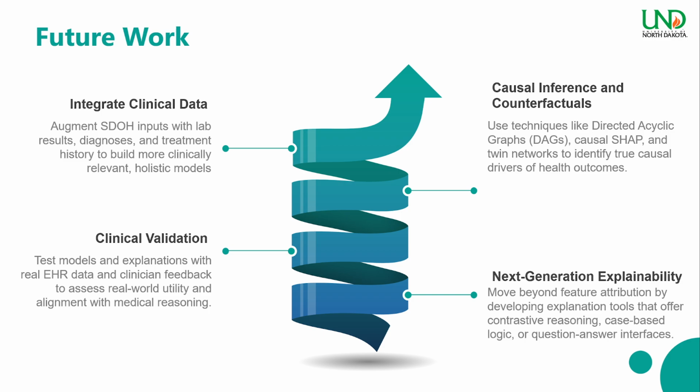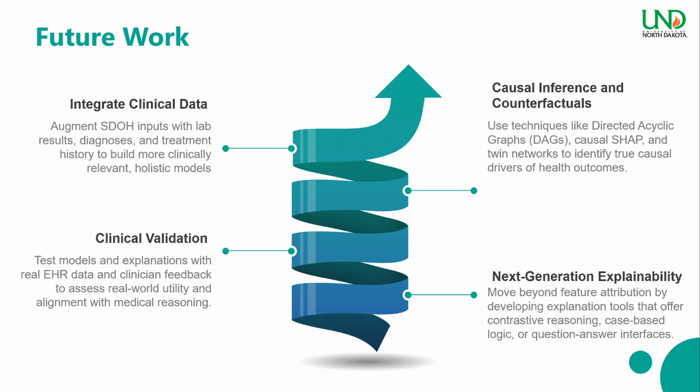Second, we need clinical validation. So we should be testing these models using real-world EHR data. EHR is the electronic health records that health systems run to keep track of all your health information. And then we should also have clinicians review the results to make sure that the predictions and explanations actually align with what providers consider useful and trustworthy. Third, we want to move towards causal inference or counterfactual methodologies. Tools like SHAP or causal SHAP or directed acyclic graphs might be useful for helping us separate correlation from the true causal relationships, which is especially important in healthcare.